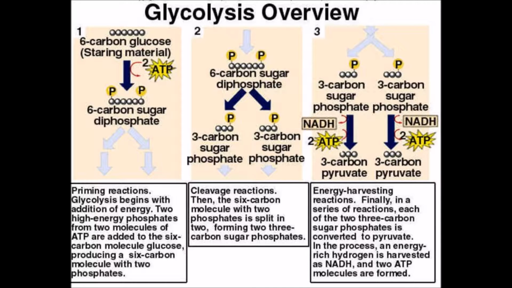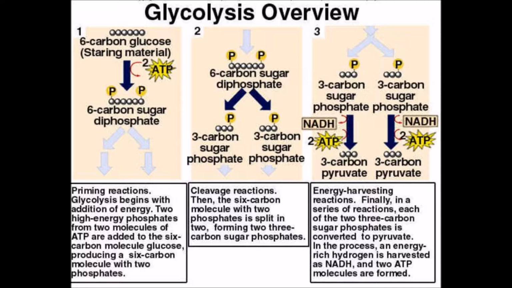The process starts when a glucose molecule in the cytoplasm is split through glycolysis, where 2 molecules of ATP donate 2 phosphates to the glucose. The glucose with 2 phosphates then splits into 2. This forms 2 3-carbon sugar phosphates.